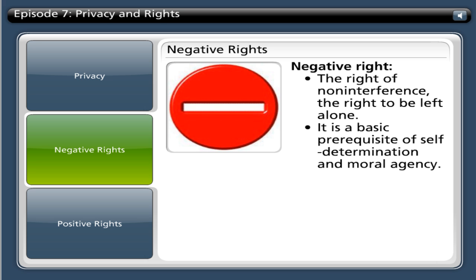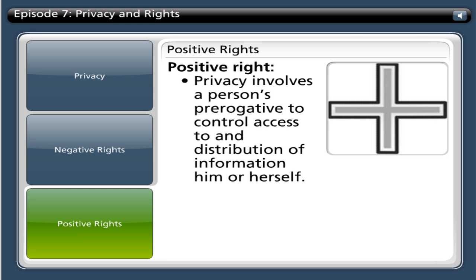A negative right is the right of non-interference, the right to be left alone. It is a basic prerequisite of self-determination and moral agency. Privacy as a positive right. In contrast to the negative right is the positive right to privacy, which involves a person's prerogative to control access to and distribution of information about him or herself to clinicians.